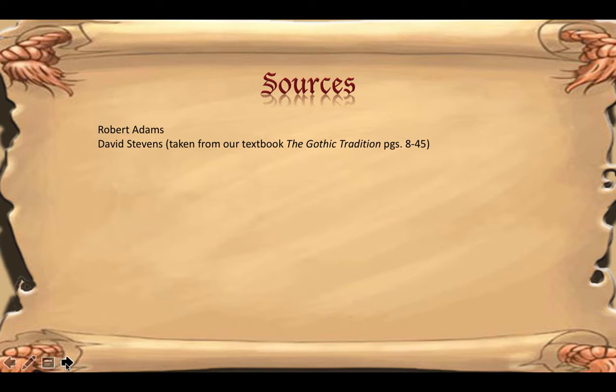So if you're interested in this topic, or if you choose to work with it for your paper, you can go to those pages in our textbook and read a great deal more detail than I'm going to include in this presentation.